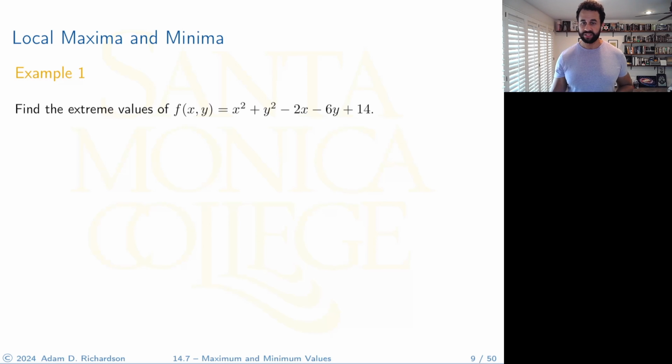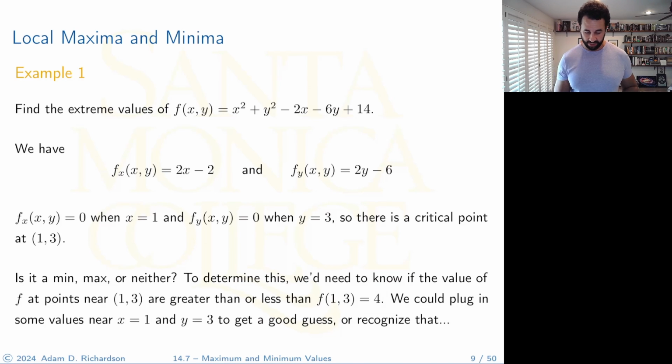Okay, here we go. So if we're finding extreme values, a good place to start is to take the partial derivatives. So we're going to start with that. Partial derivative with respect to x gives us this. Partial derivative with respect to y gives us this. And now we're going to set those partial derivatives equal to 0 and solve for the input variables. So this is equal to 0 when x equals 1. And this is equal to 0 when y equals 3. So we know that there is a critical point at (1, 3).